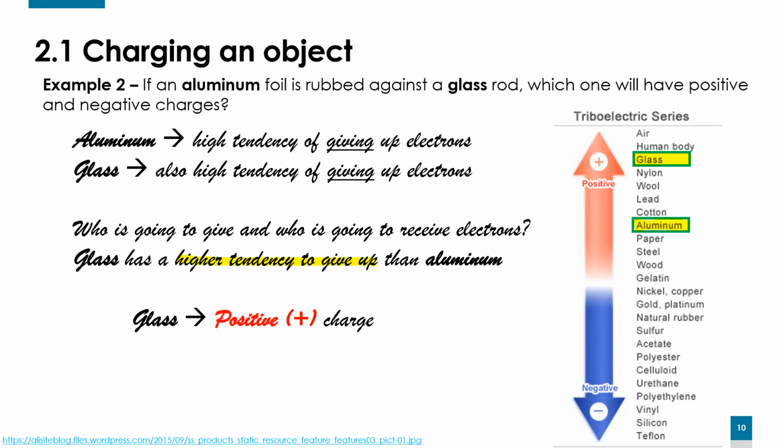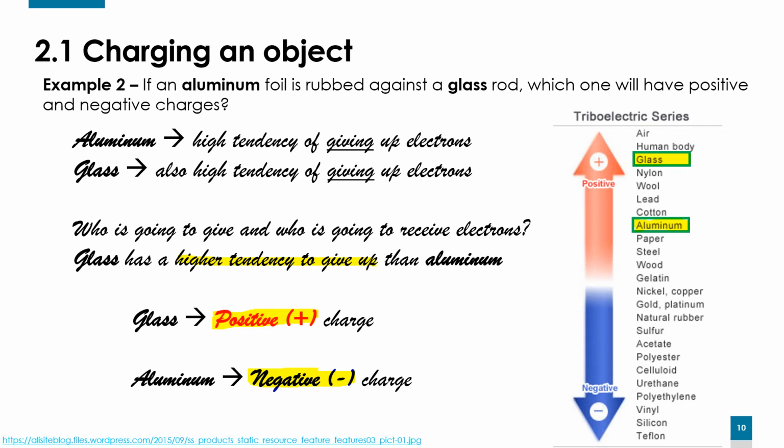Because glass will give away electrons more easily, it becomes positive. Why? Because it will lose electrons to the aluminum. So in the competition, glass will lose electrons, and the aluminum will receive the electrons. So aluminum will be negative.